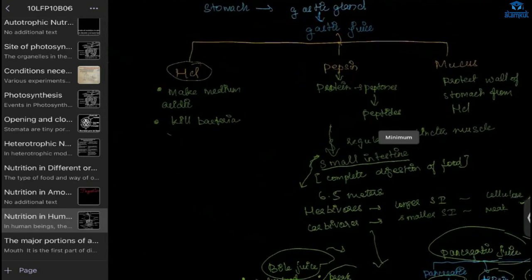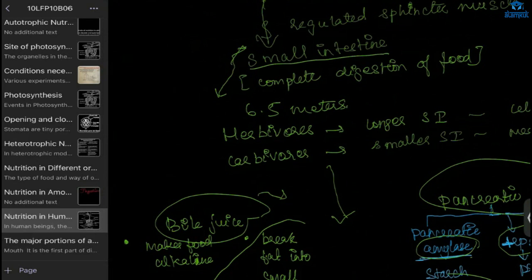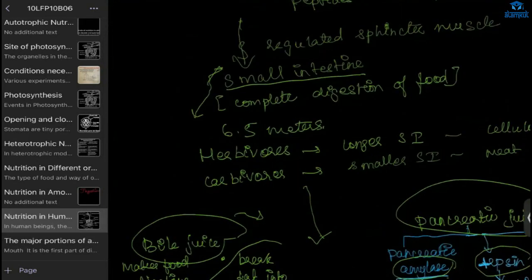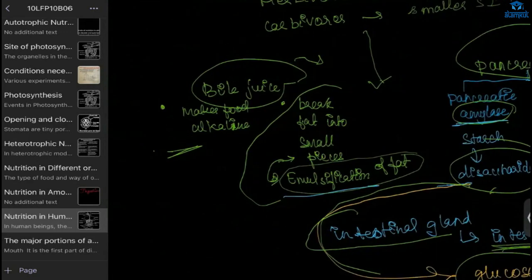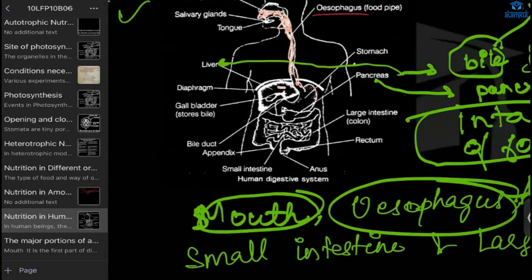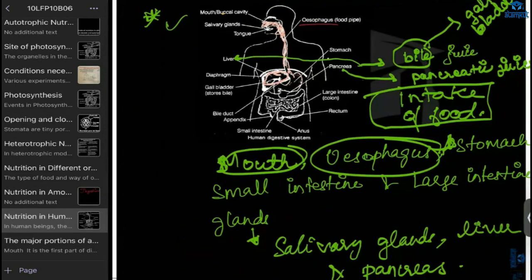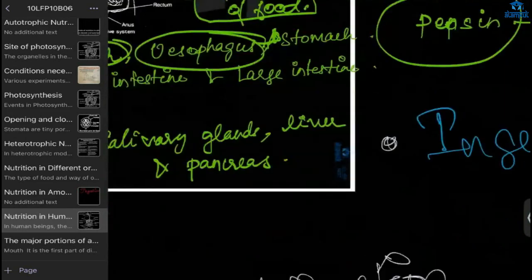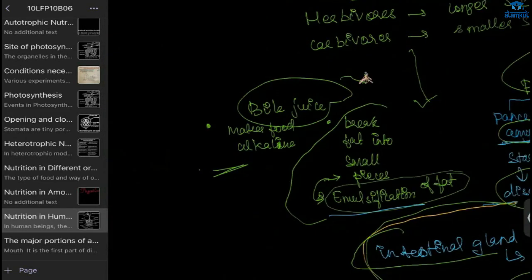Then after that, the food will reach the small intestine. And here the complete digestion of food will occur. Do you know where the bile juice is? Ma'am, maybe liver. Yes. It has a gallbladder where bile is stored. Now the bile juice will come from the liver and it will make the food alkaline. Because it is acidic, the food should be made alkaline. And also it will break the fat into smaller pieces. That is called the emulsification of fat.